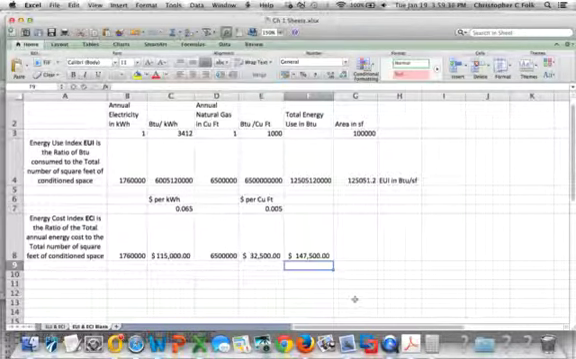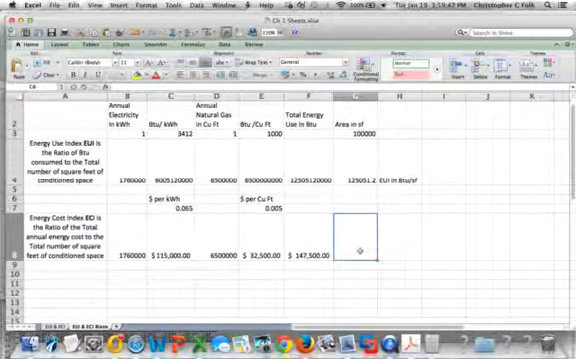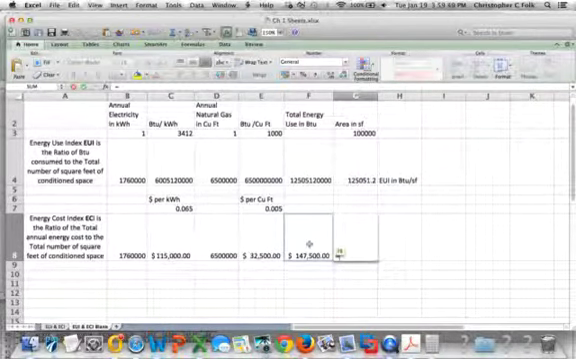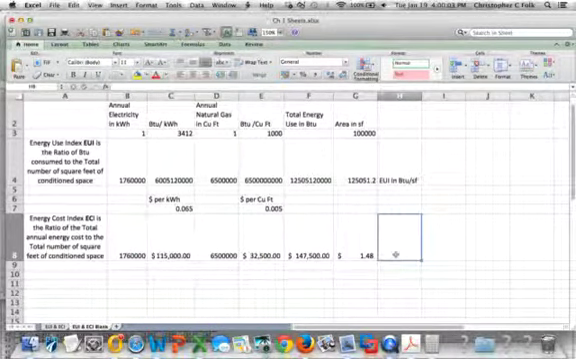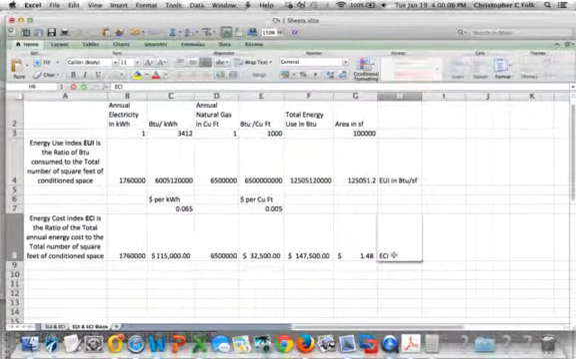Last thing that I have to do then is divide this by the amount of square footage of conditioned space, and that would give me my energy cost index. So we come to this block here, and we're going to say this is equal to the total cost of energy divided by the area in square feet, and it comes out to $1.48 a foot, and we will list that as the ECI in dollars per square foot. So there.